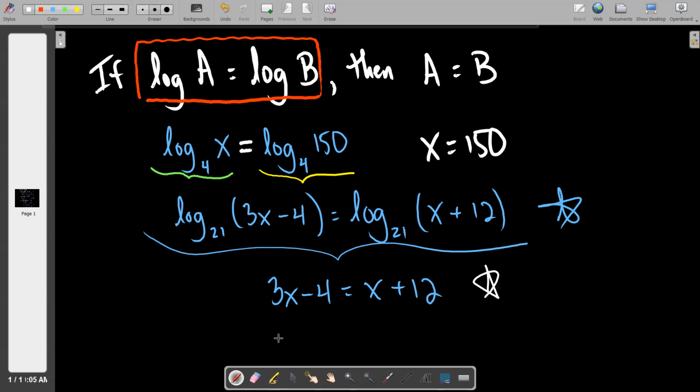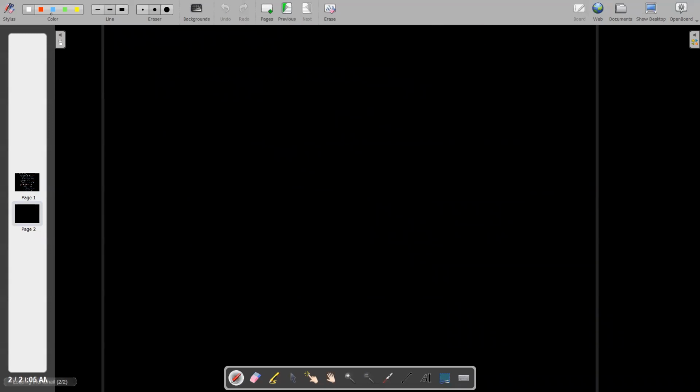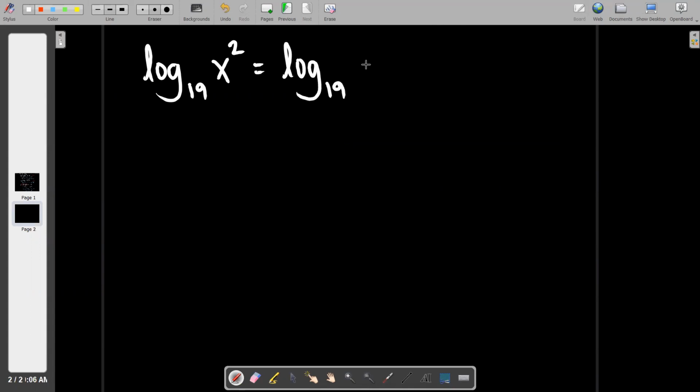So I don't know how many of these, I remember when I wrote them that each one I felt had a purpose. So let's start cranking them out and see how we do. So for our first problem, we have log base 19 of x squared is going to be equal to log base 19 of 12 minus x.